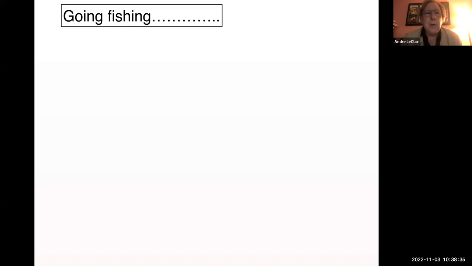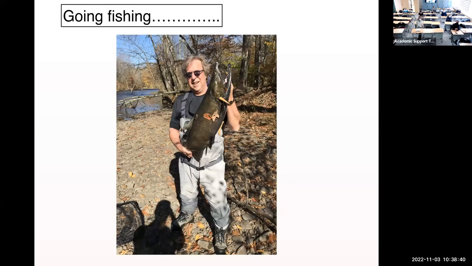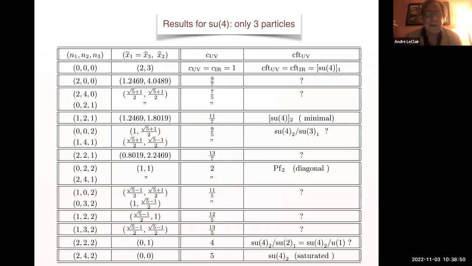I'm running out of time here. So, well, you can end the... Ignore that. I mean, we had to go fishing, and I caught this fish just 2 weeks ago, so I'm kind of excited about it. But let's forget that.